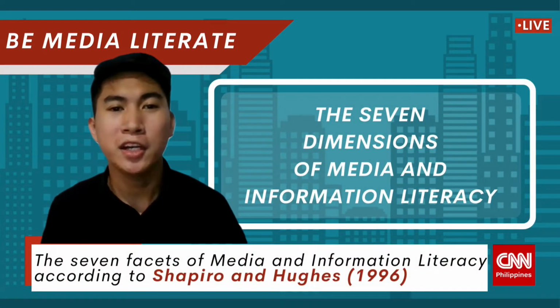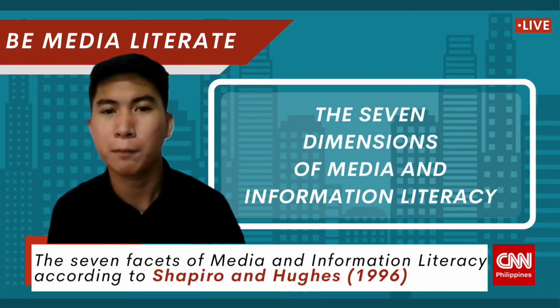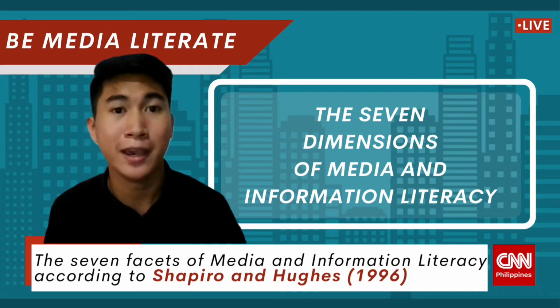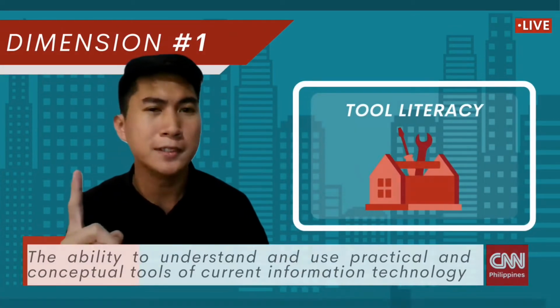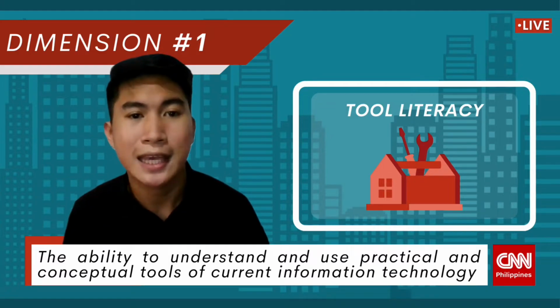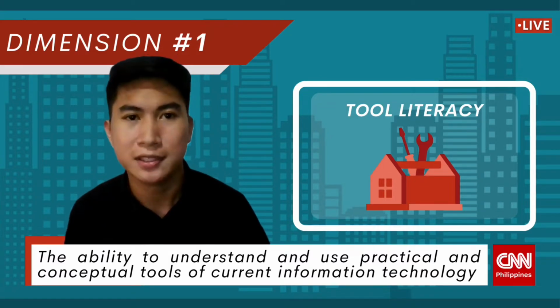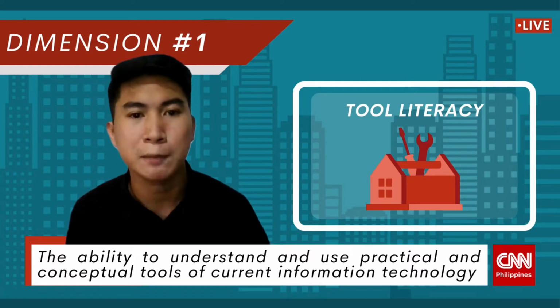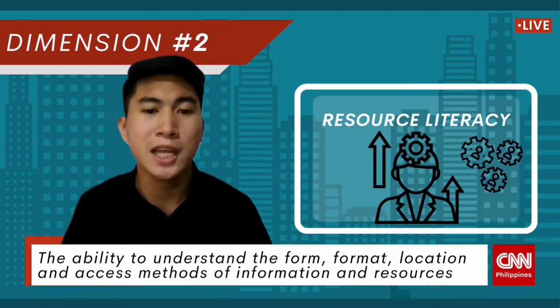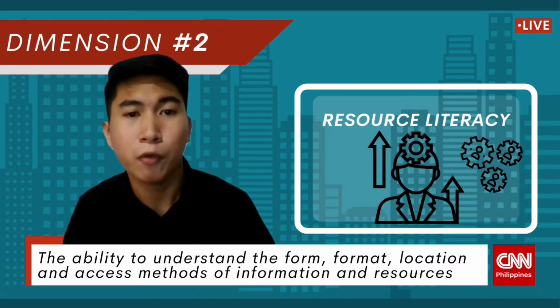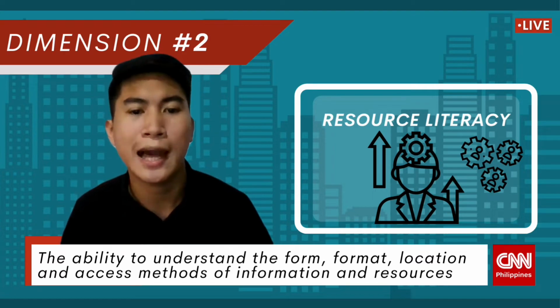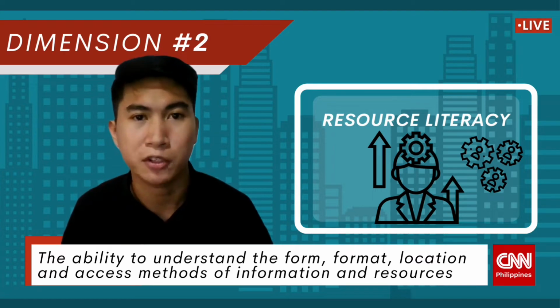Thank you, Ralph. Here, we are going to dig deeper into the proposed dimensions given by Shapiro and Hughes, 1996, and they are the following. For our first dimension, tool literacy, it is defined as the ability to understand and use practical and conceptual tools of current information technology. Our next dimension is resource literacy, the ability to understand the form, format, location, and access methods of information and resources.